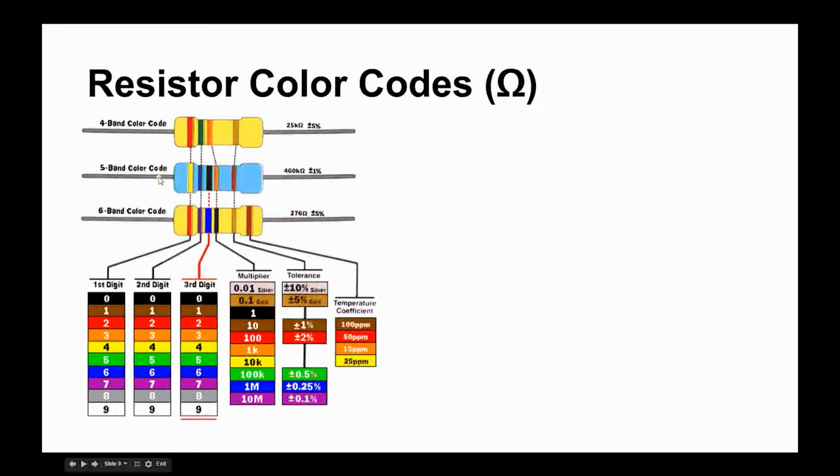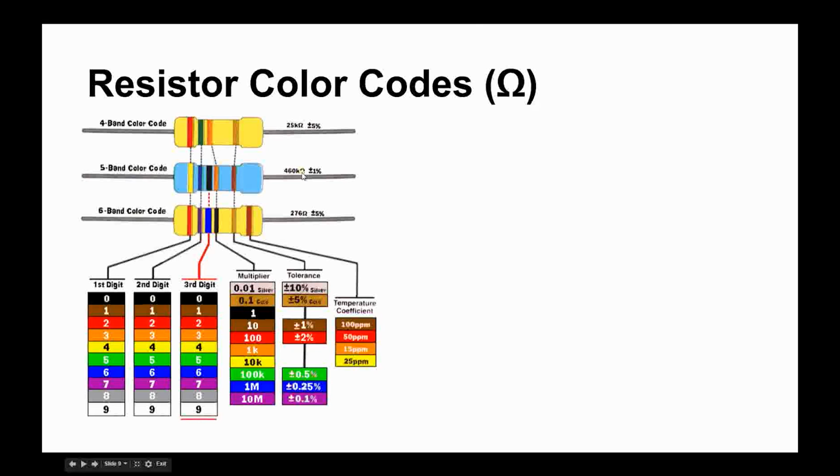Let's take a look at the 5-band resistor here. The first digit is represented by the color yellow, so that's a 4. The second digit is blue, which is 6. And the third digit, which is black, is 0. So 460. And then you have orange here, so that's going to be 3 zeros because that's our multiplier. So 460,000, and we can abbreviate that as 460K.